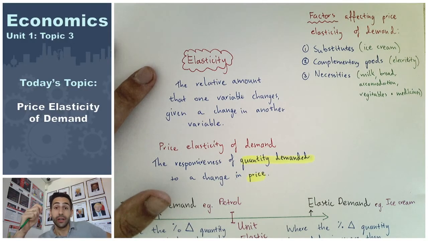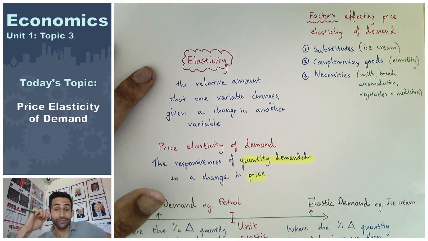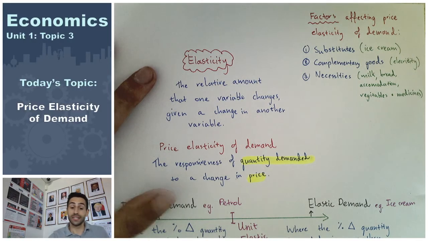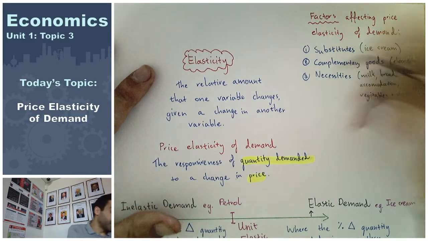With medicine, if you're diabetic and you need frequent insulin, and the price of insulin goes up, well, you're paying for it. You're going to pay for it. If you have hay fever and your favorite hay fever medicine goes up in price, you're going to pay for it. They will be more inelastic because they're necessities. Just a couple more factors.